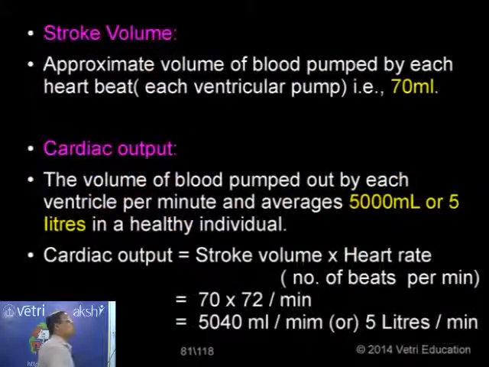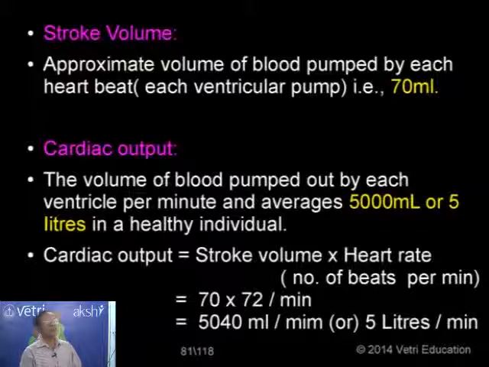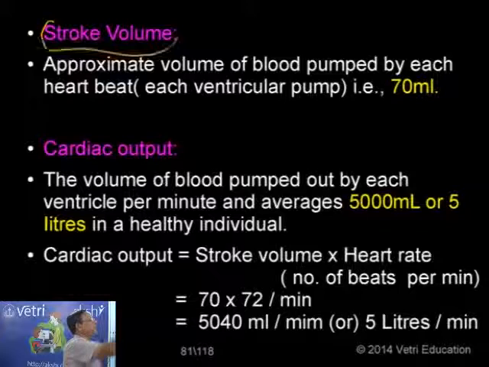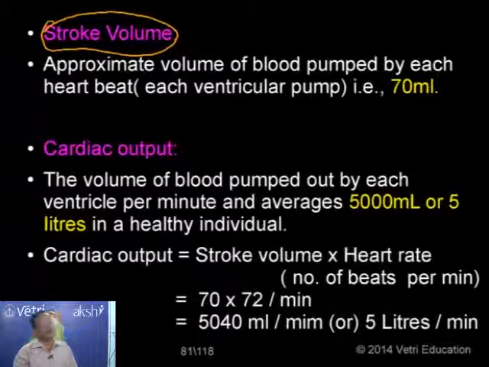Now, the next one, what is the stroke volume? When the heart is undergoing contraction, or when the ventricle is undergoing contraction, a certain amount of blood is pumped out from the two ventricles together into the respective blood vessels. And such amount of blood that is being pumped out during each heartbeat is called stroke volume. It is nothing but the approximate volume of blood pumped by each heartbeat, not actually per minute, each heartbeat. That is called each ventricular pump, and that is called the stroke volume.